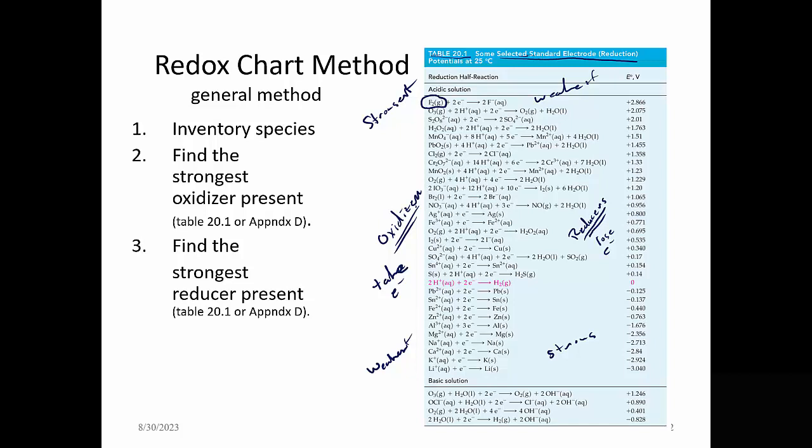So for example, lithium. Lithium easily loses electrons, and therefore it's a strong reducer. Potassium, etc. These all have very low ionization energies. Fluoride, on the other hand, has extremely high ionization energies. So the chart method is very similar to the Bronsted. We inventory, we find the strongest oxidizer, we find the strongest reducer, and then we react them.